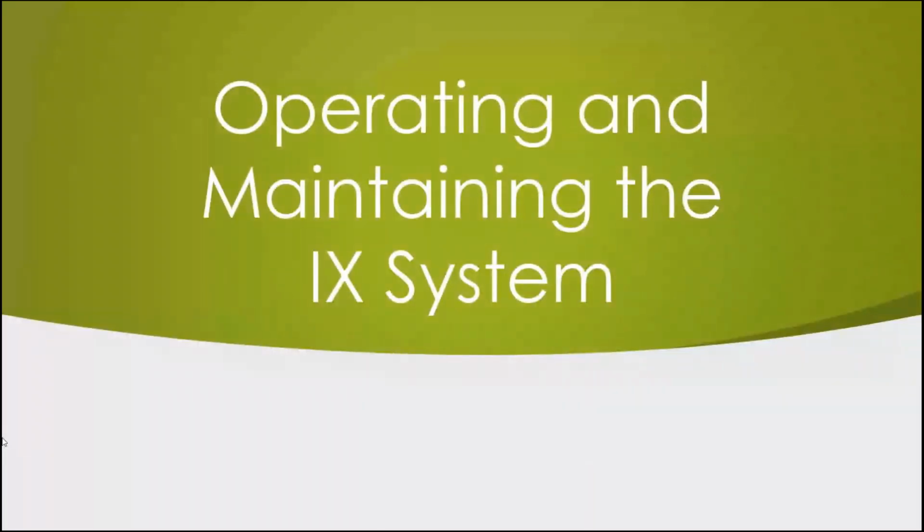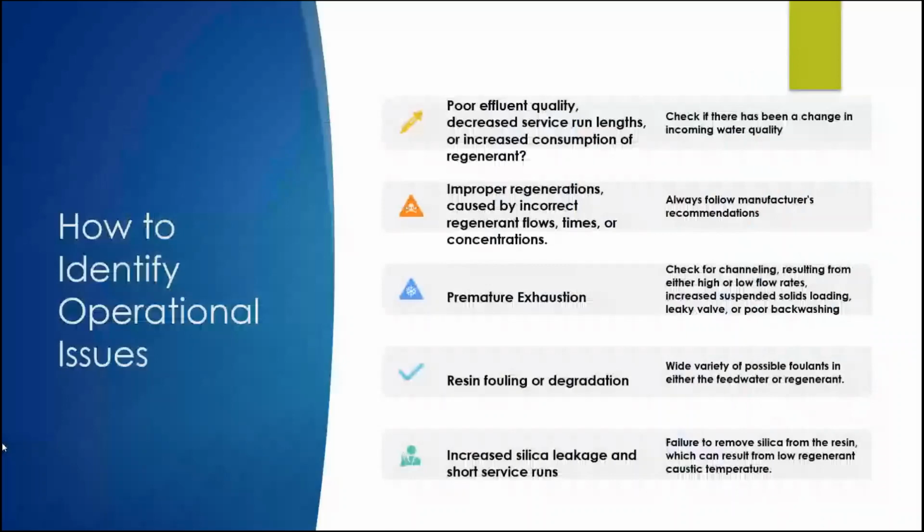Now that we've covered the resins and regeneration of resins, let's look at operational and maintenance issues with IX systems. You may start seeing symptoms that indicate you're having operational issues. For example, the quality of the effluent may decline, resin may require more frequent regenerations, or you may be using more regenerant than previously. Resin fouling is one of the most common types of issues in IX systems.